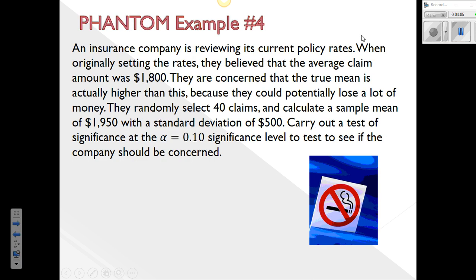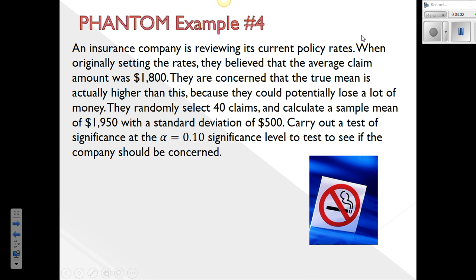So number 4, it says an insurance company is reviewing its current policy rates. When originally setting the rates, they believed that the average claim amount was $1,800. They're concerned because the true mean is actually higher than this, because if that's true, they could potentially lose a lot of money. So what they did was a random selection of 40 claims, and calculated a sample mean of 1950 with a standard deviation of 500.